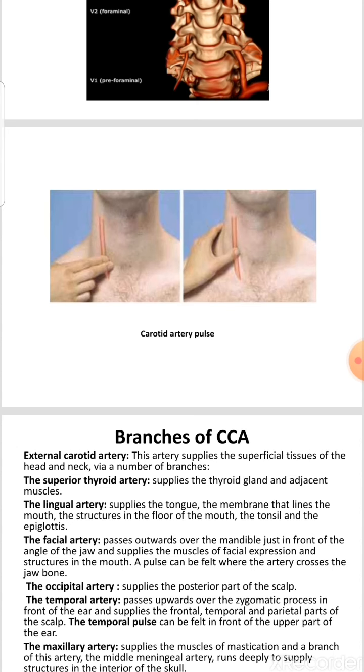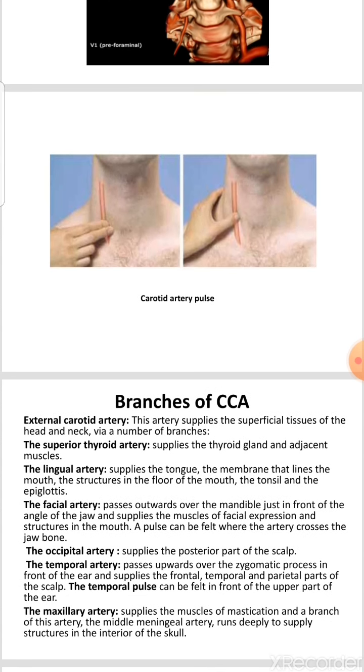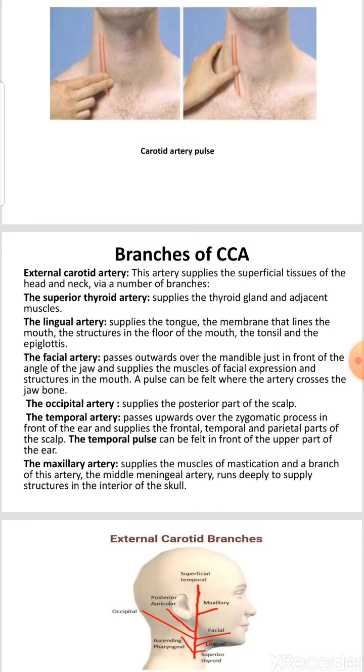Now the branches of common carotid artery. We have already taken an overview of common carotid artery and its branches, and now we will discuss these branches individually. So first, which I am going to tell you about, is the external carotid artery. This artery supplies the superficial tissues of the head and neck via a number of branches.